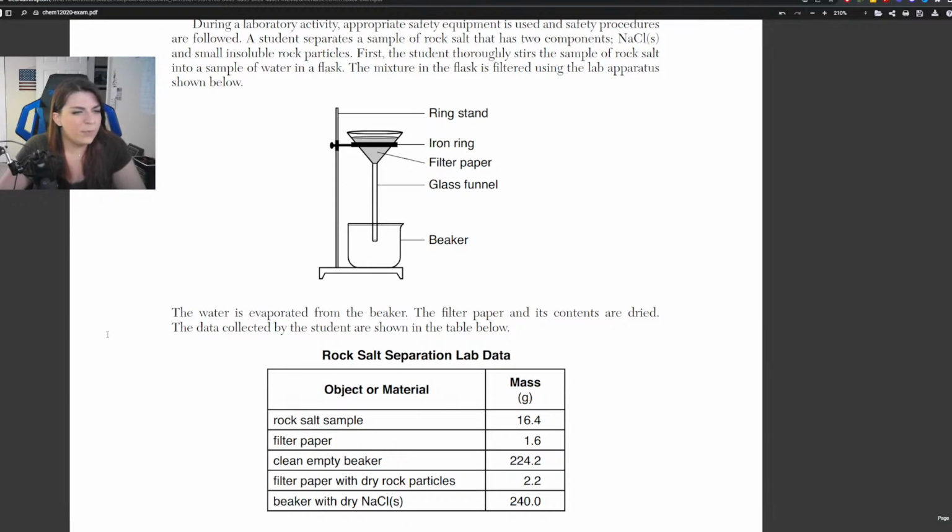Okay, it says the water is evaporated from the beaker, the filter paper and its contents are dried. The data collected by the student are shown in the table below. So we've got rocks and salt, and obviously the salt is dissolved. The salt is going to find its way to the beaker, and the rocks are going to get stuck in the filter paper. And then that beaker, which had water in it, underwent evaporation. So all the water evaporated and it left behind the NaCl salt.